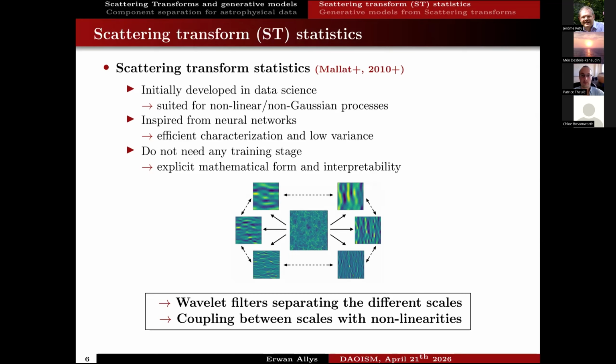And as I said, these are summary statistics, so scattering transforms are not machine learning at the moment. There is an explicit mathematical form for them, and you give me one image, I can compute the scattering transform in the same way I can compute the power spectrum, okay? And how they are computed is basically you use wavelet filters to separate the different scales of a process, okay? And then you characterize the interaction between the different scales with nonlinearities.